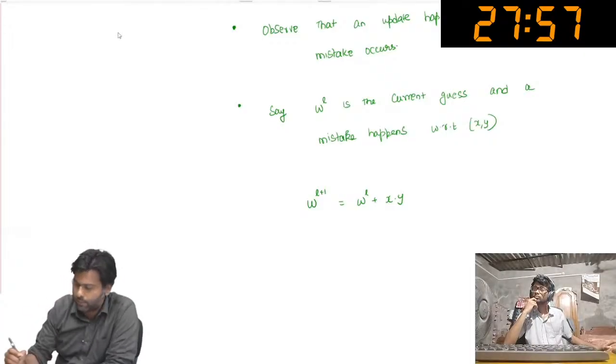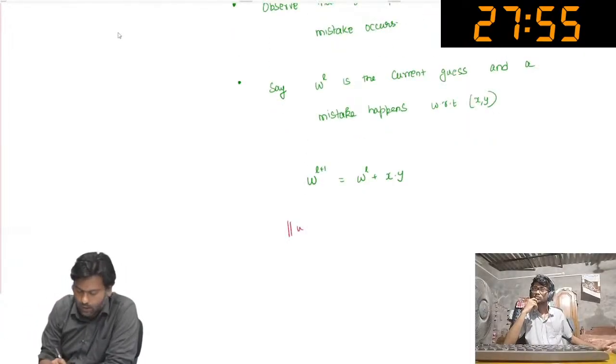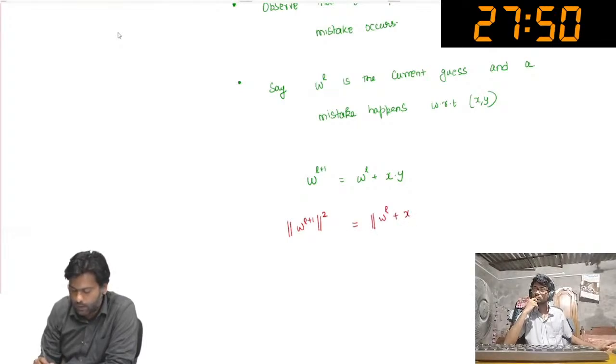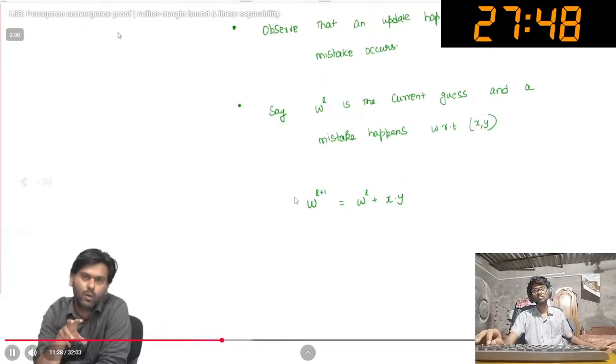So I can try to understand that quantity, and we'll see why that's a good quantity to understand. So we want to understand the length squared of w^(l+1). This is of course the length squared of w^l plus x times y.